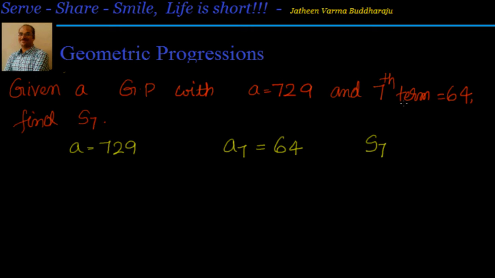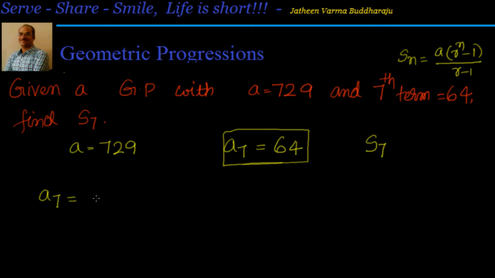What is the formula for Sn? Sn is equal to a into (r to the power of n minus 1) by (r minus 1). Now I should know r, then only I can find out S7. To find out r, I will leverage a7 equal to 64. What is the formula for a7? It is based on an equal to a into r to the power of n minus 1. So a7 is equal to a into r to the power of 6.